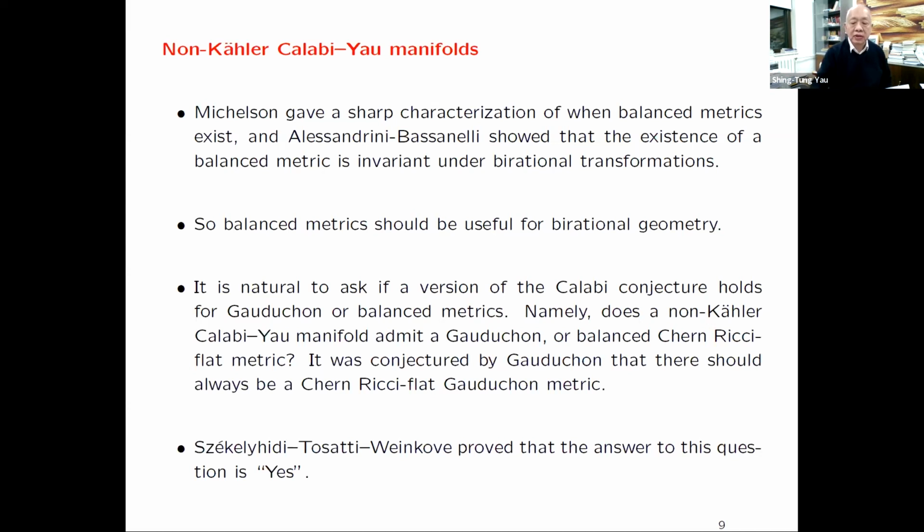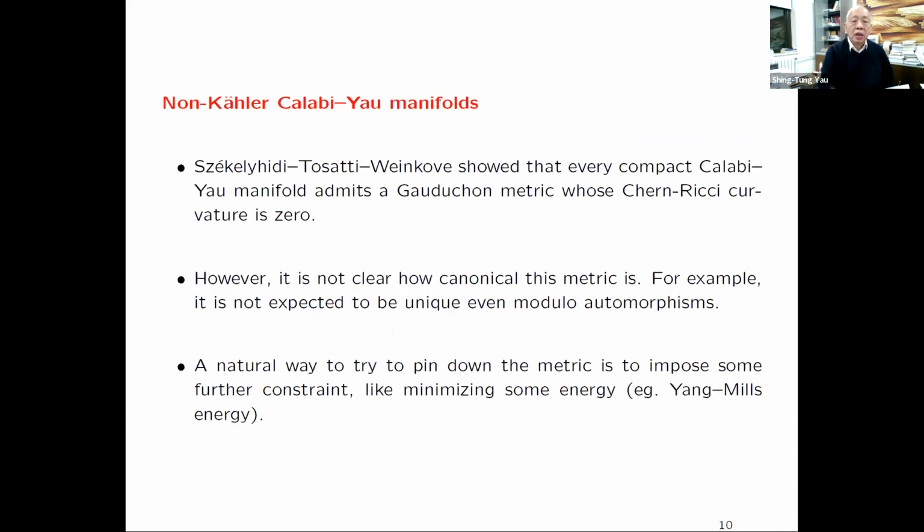For the Gauduchon conjecture, there should be a Chern-Ricci-flat Gauduchon metric, which amounts to proving a similar complex Monge-Ampère equation without the Kähler condition. And this was solved by three authors many years ago, about maybe 15 years ago, which is a nice argument. And they show that every compact Calabi-Yau manifold admits a Gauduchon metric whose Chern-Ricci curvature is equal to 0.